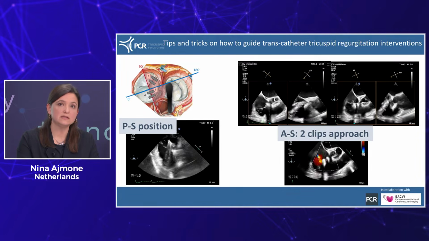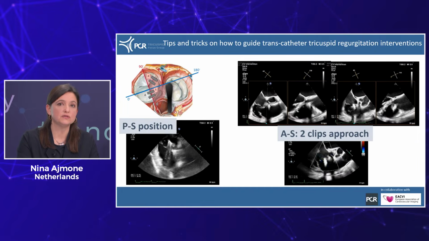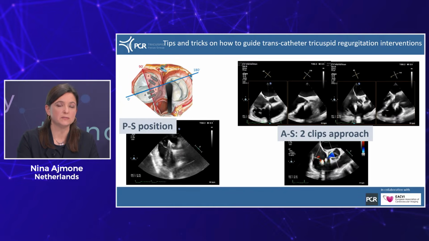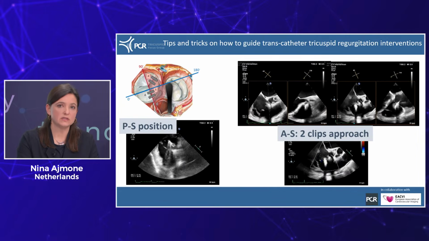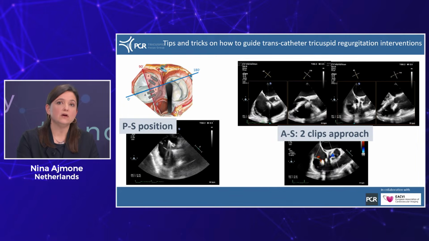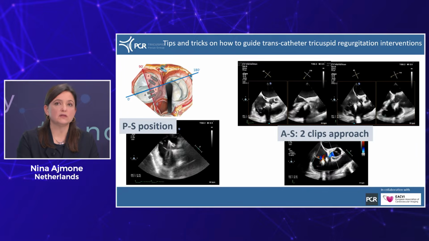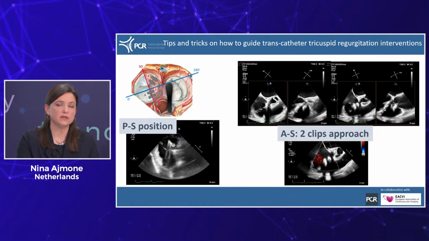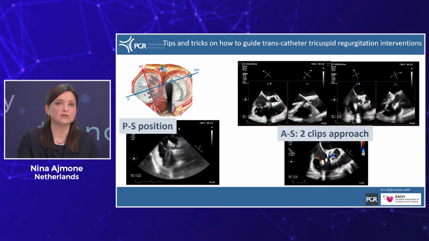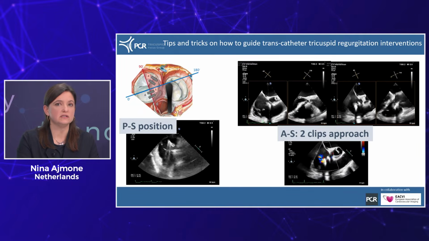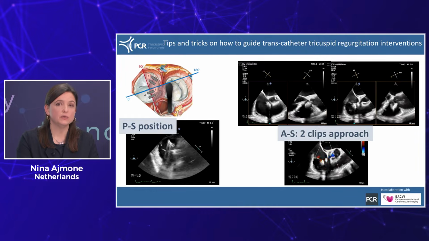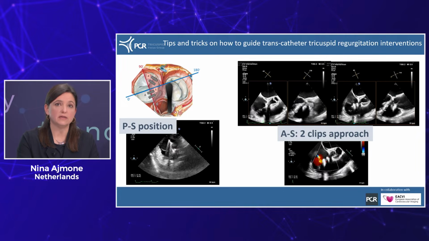So here in this case, as you can see, we place the first clip very much anterior, very much into the commissure between the anteroseptal, as you can see next to the aorta. And only later we place the second one, once we approximated the leaflet, and we can finally grasp more centrally. As you can see, the clip is more to the center. So very often there is this approach with 2 clips to really target our leakage.